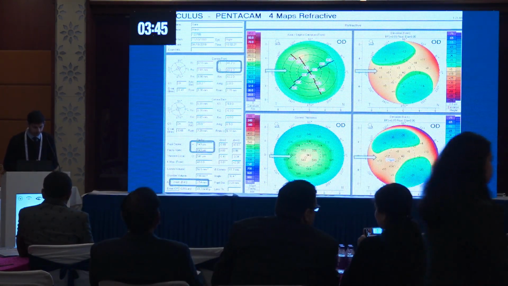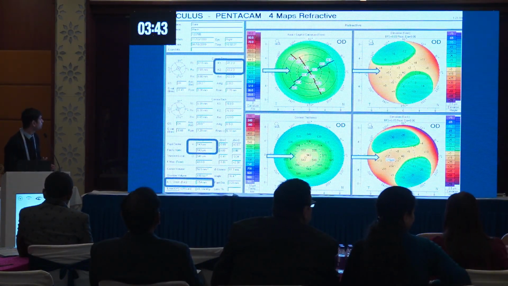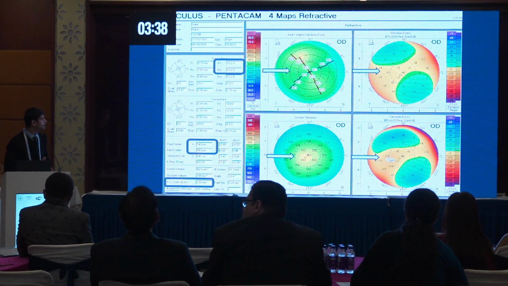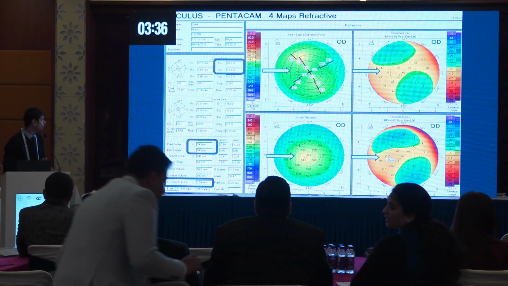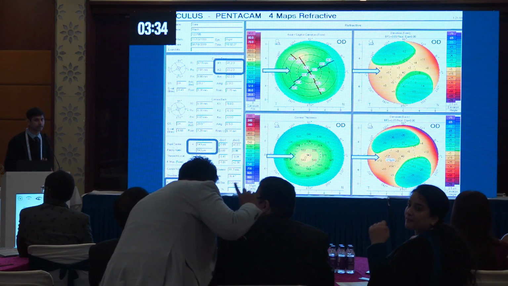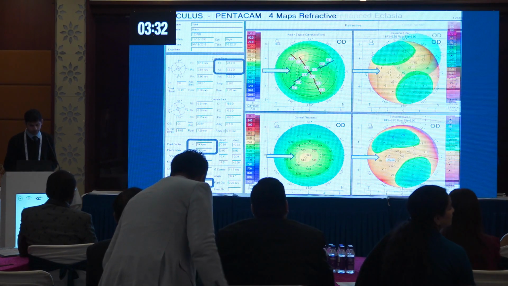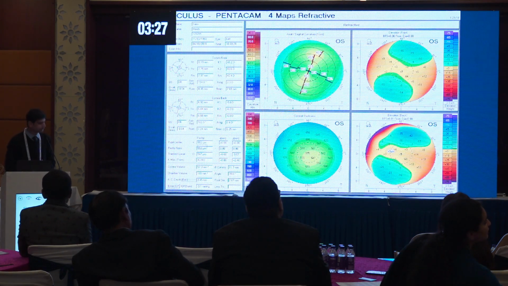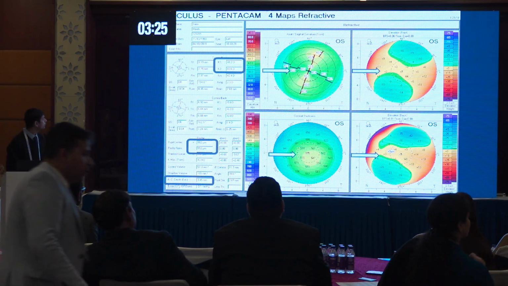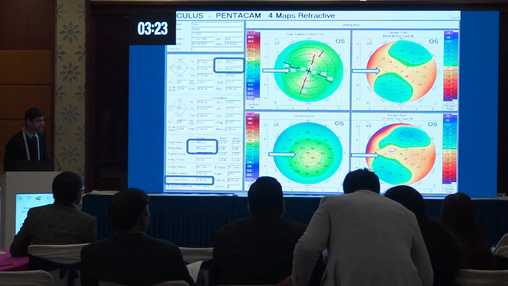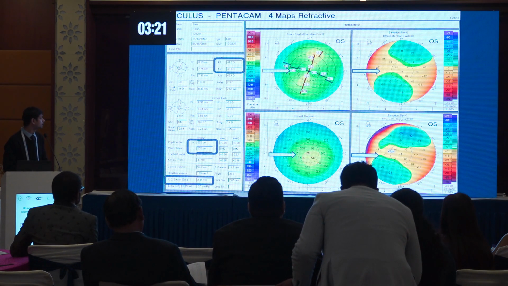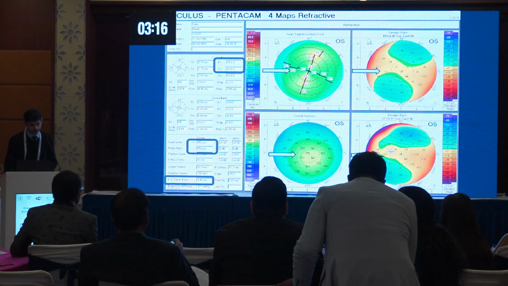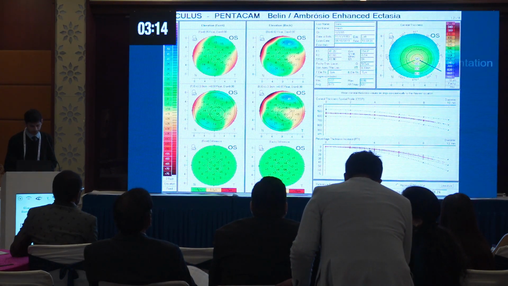On the Pentacam, we can see the K1 and K2 are 41.2 and 43.2. The axial curvature map is normal. Front and back elevation seem to be normal with a corneal thickness of 543 and AC depth of 3.54. The Belin-Ambrosio map is also normal. In the left eye, the axial curvature map is normal. Front and back elevation seem to be normal, and corneal thickness is 552 with an AC depth of 3.45 mm, with a normal balance map in the left eye.